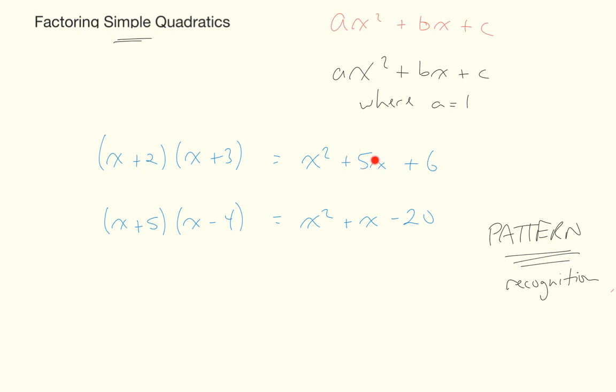And maybe we haven't noticed, but this is also just as true. This middle term, this b term, is always the sum of the two numbers in the binomials. 2 plus 3 is 5. 5 minus 4 is 1. That's 1x.